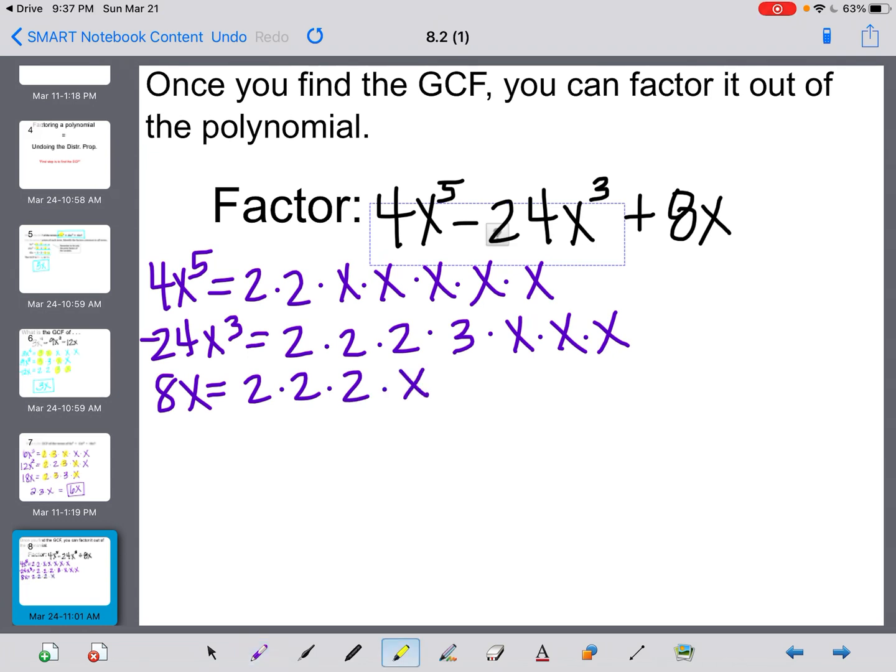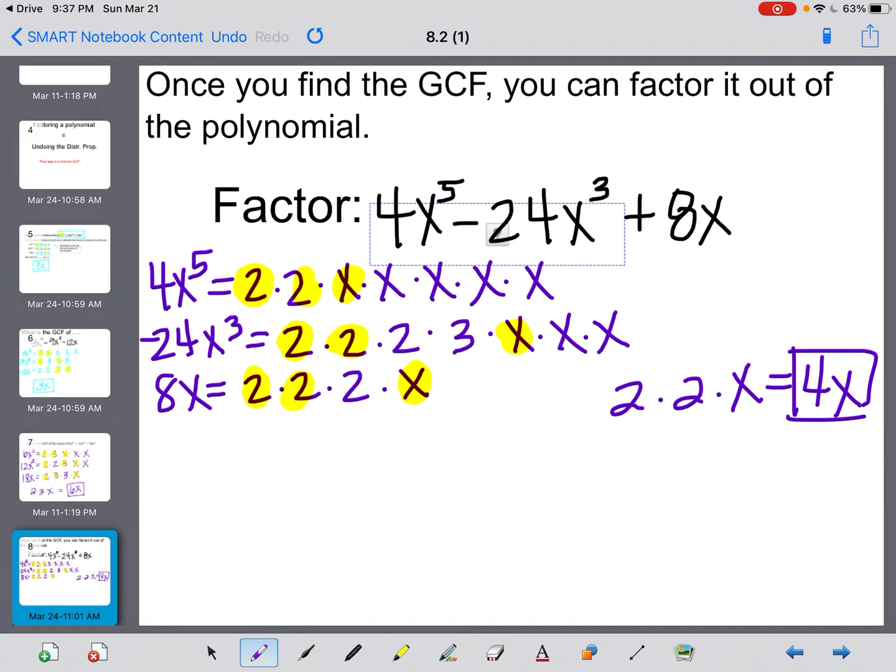Okay, so greatest common factor. Let's see, they all have 2's. They actually all have another set of 2. And then they all have 1x. So we have 2 times 2 times x, which equals 4x is our greatest common factor. Now, what we mean by factoring it out, I'm going to put 4x on the outside.